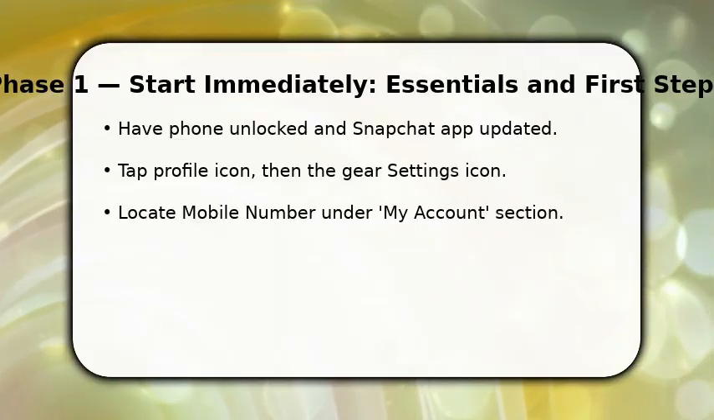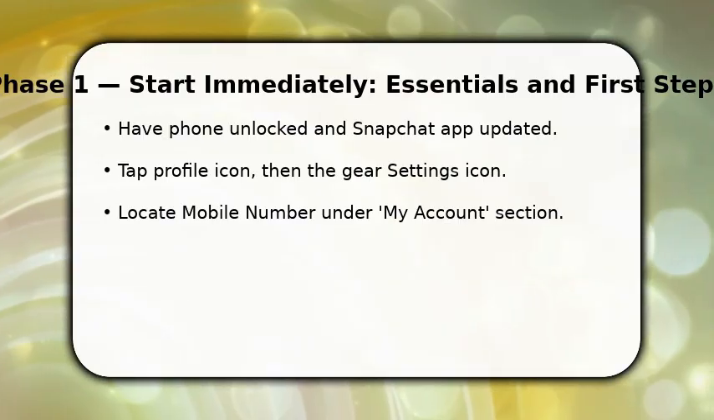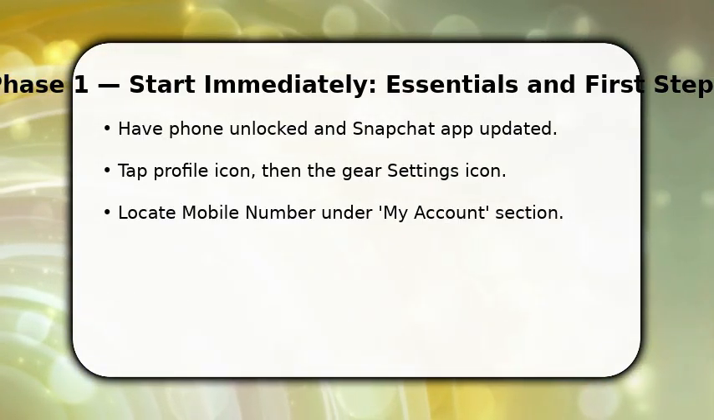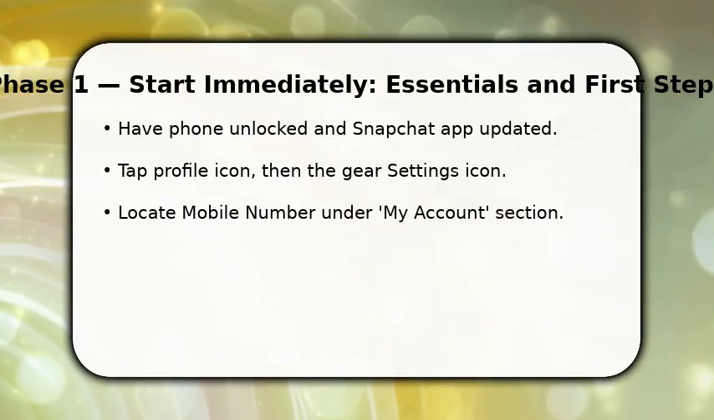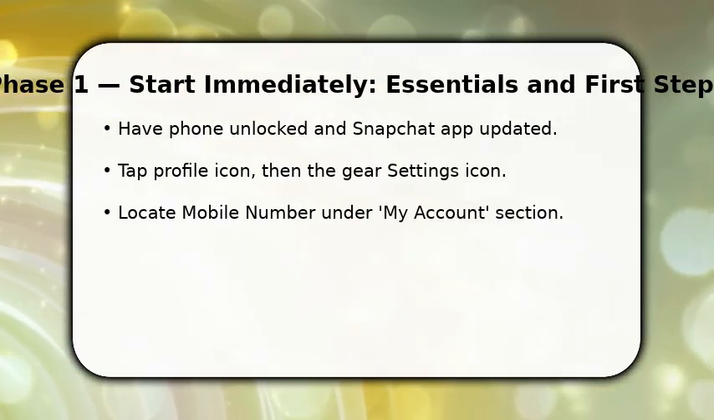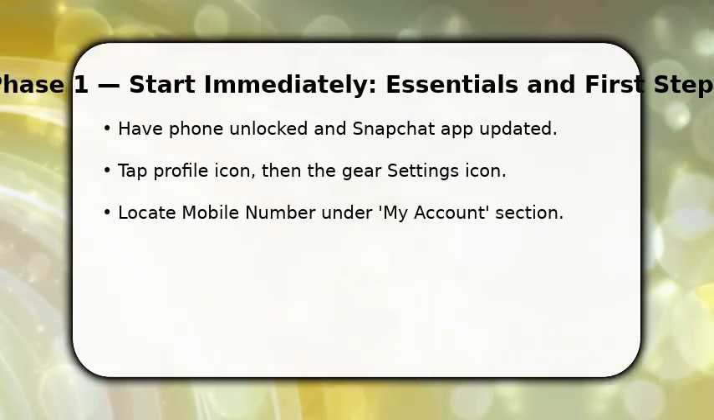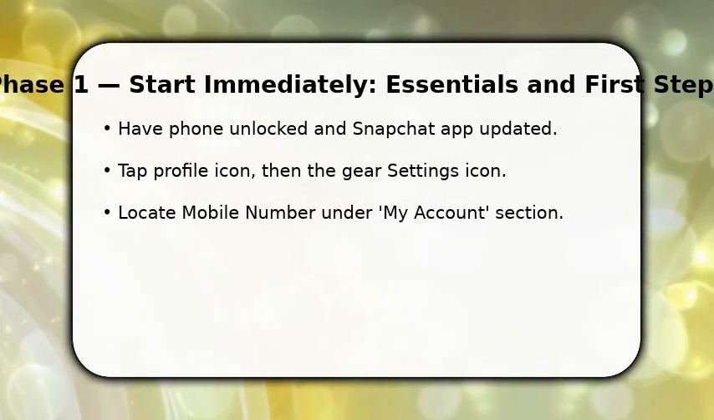You start by opening Snapchat and going straight to your profile. Tap the gear settings icon to access account controls. Once done, find mobile number under my account. This is where the connection lives. If Snapchat shows a verified number, you can remove it from here. Tap the number to see options.